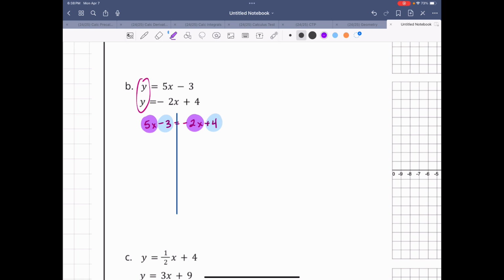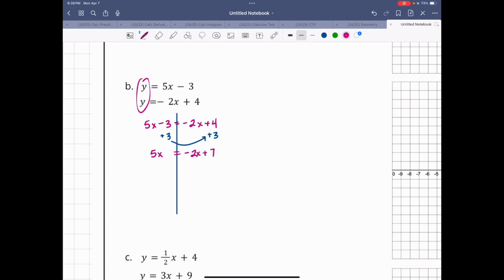So I can either group my variables together or I can group my numbers together. There isn't a wrong way to do it, in terms of a first step. It's just whatever your heart desires. I think that my heart desires to combine the numbers first, so I'm going to add 3. The reason I'm adding 3 is because I'm subtracting 3 here. So the opposite of subtracting 3 is going to be to add 3. And what I do to one side, I do to the other side. So what remains on the left-hand side is a 5x, and what remains on the right-hand side is going to be a -2x plus 7.